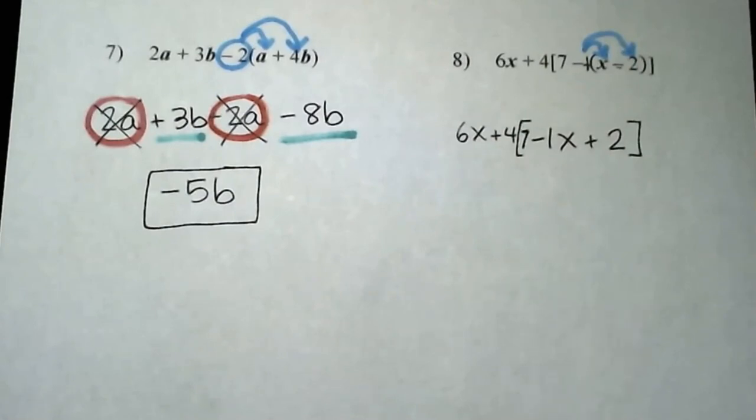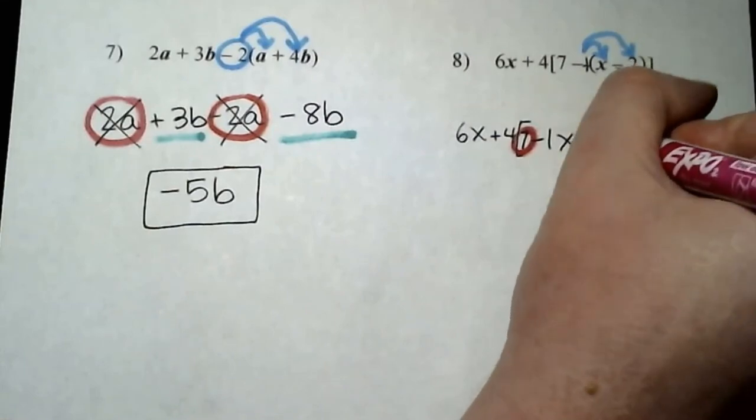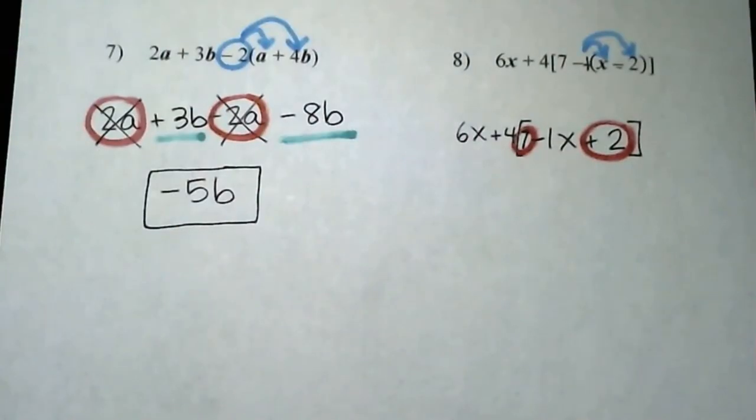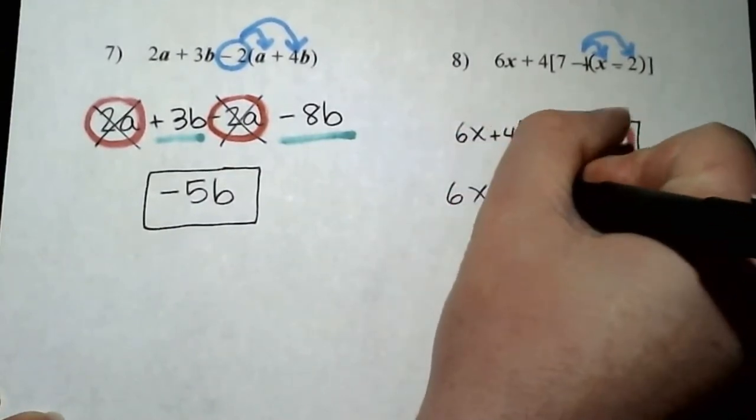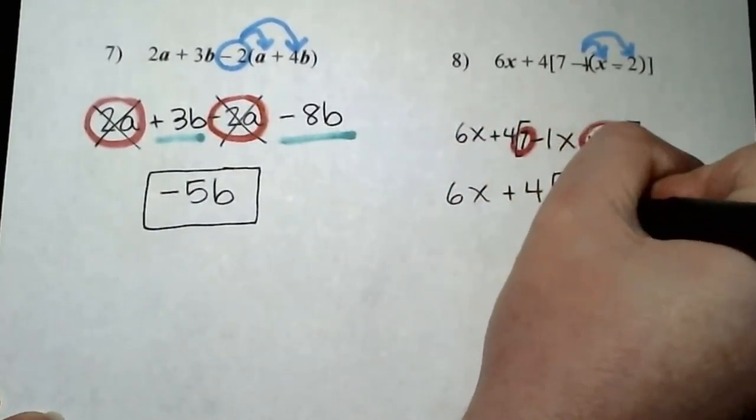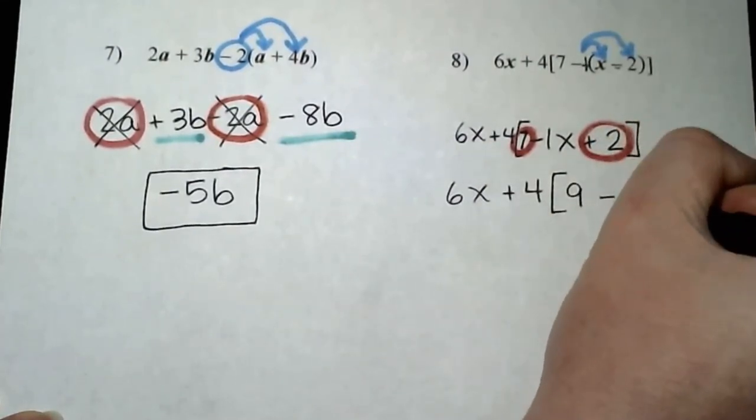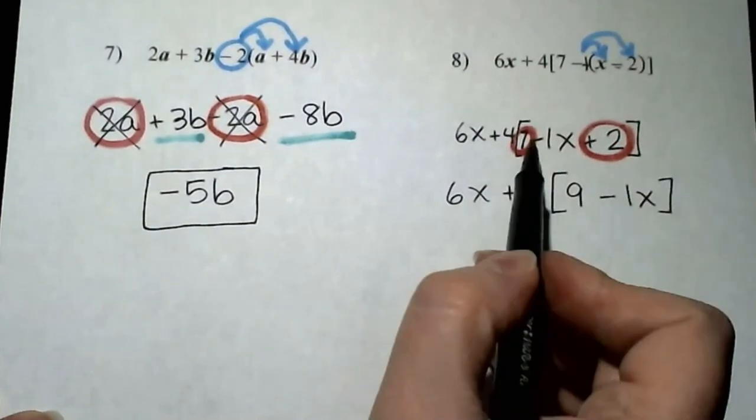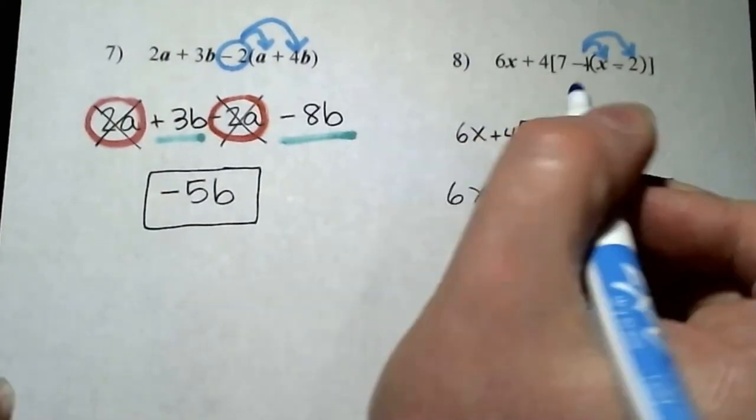Okay, so here's what's left. I'm going to take another look inside of the brackets because I see the 7 can be combined with the 2. So I'm going to put those together, combine those like terms. 7 plus 2 is 9. Minus the 1x. And next, I got to distribute the 4 to clear out my brackets.